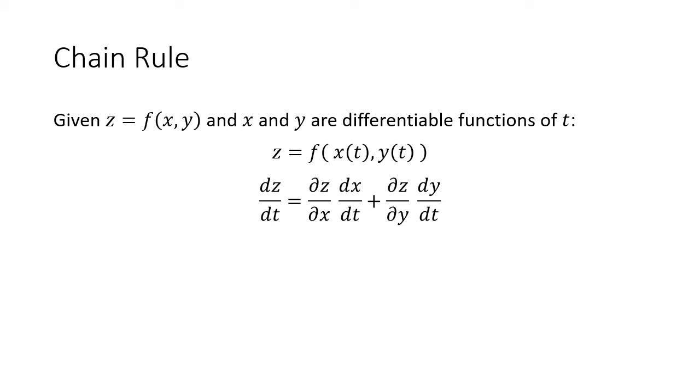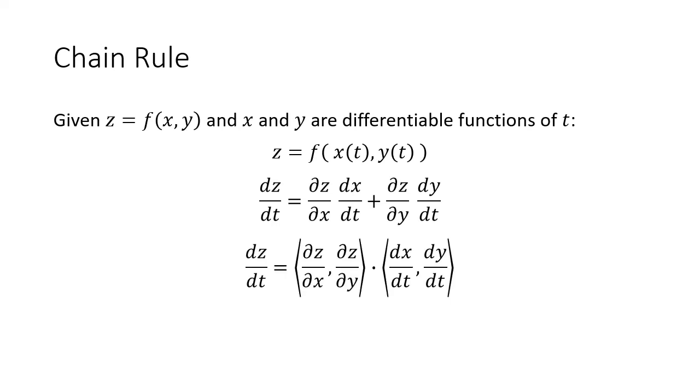And here we have again a sum of products, which means if I put these in vector form, I can represent this with a dot product. Except now my first vector, partial of z with respect to x, partial of z with respect to y, that's my gradient. And the dx dt, dy dt is my tangent vector. And so I can actually simplify the chain rule with really neat notation as the gradient of f dotted with dr dt. And this is something we are going to definitely see again later on in this semester.